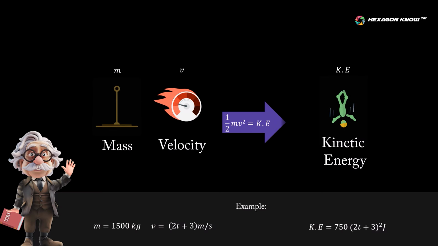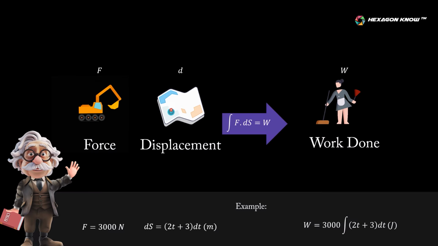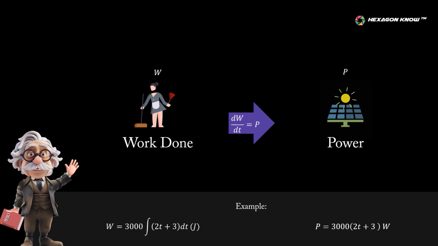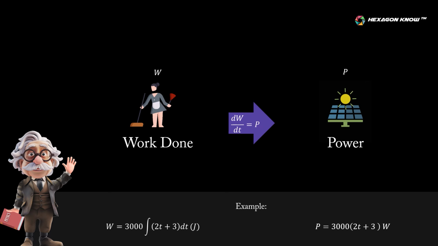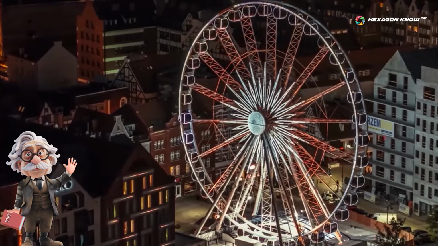Using the quantities of mass and velocity, we can calculate the kinetic energy of the object. By using the force and displacement of the car, we can calculate the work done on the car. Taking the derivative of work done gives us the power experienced by the car from the road due to its engine and wheels. Now let's explore the quantities related to rotational motion.